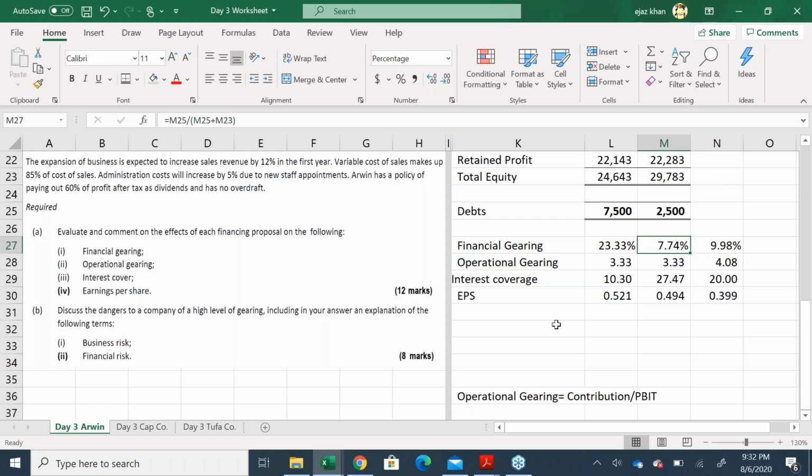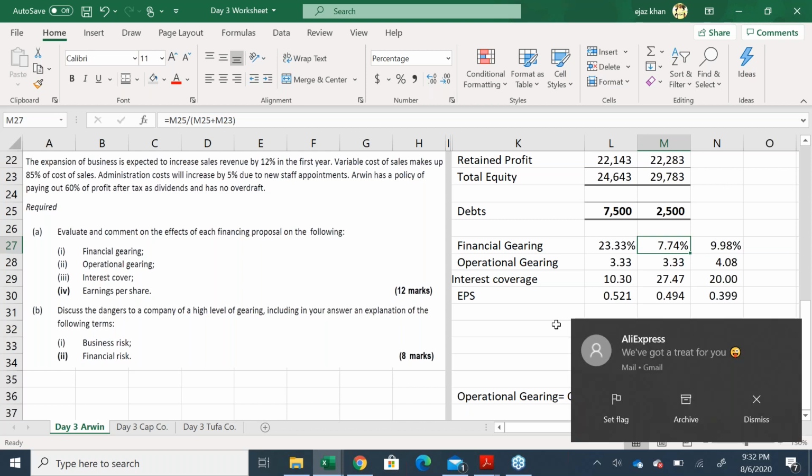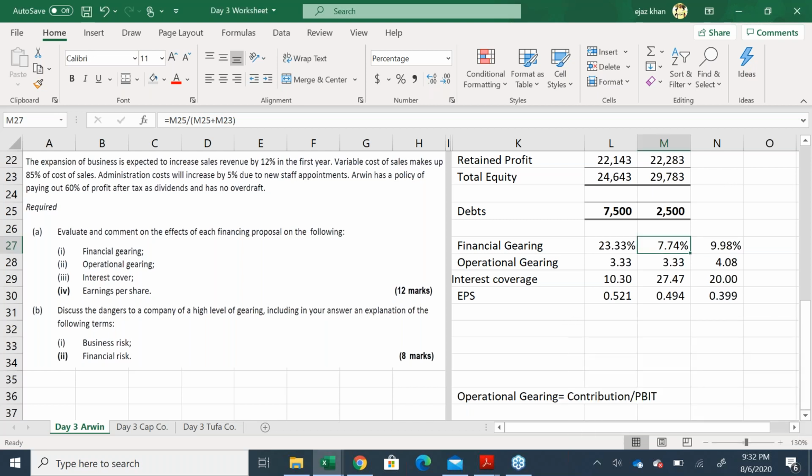So if a company already has a higher level of financial gearing, then it cannot afford to go for further debt finance. So it must look at equity finance. In this company's case, we don't have industry figures given. We can say that the debt finance will increase the financial gearing from 9.98% to 23.33%.